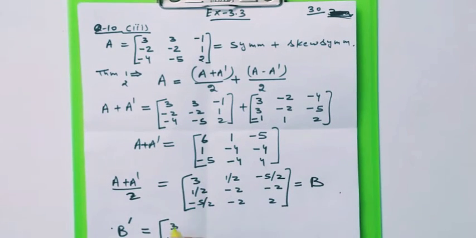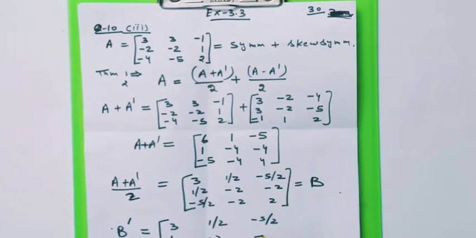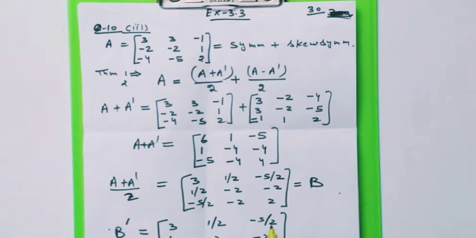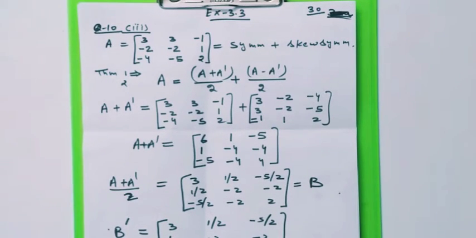So I am reading a row and writing it in a column. Similarly, 1 by 2, minus 2, minus 2, minus 5 by 2, minus 2, minus 2. So I have taken the transpose of this matrix, but what I get is that these two matrices are same. So I check that B transpose is B. That means A plus A transpose upon 2 transpose is A plus A transpose by 2. That means the matrix A plus A transpose by 2 is a symmetric matrix.